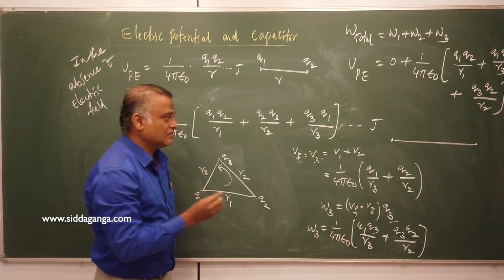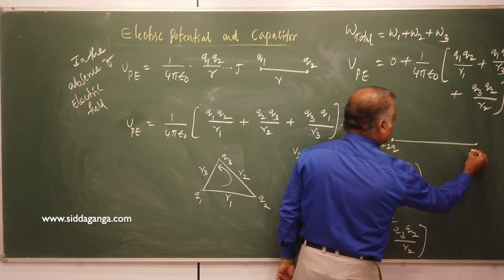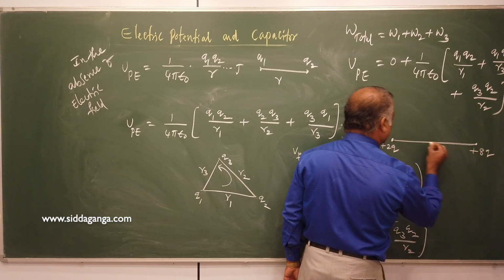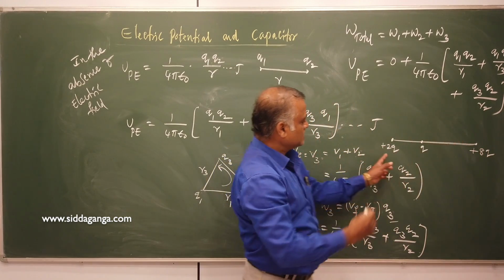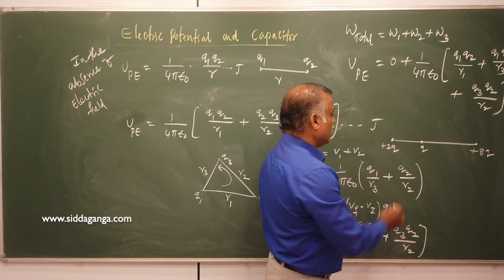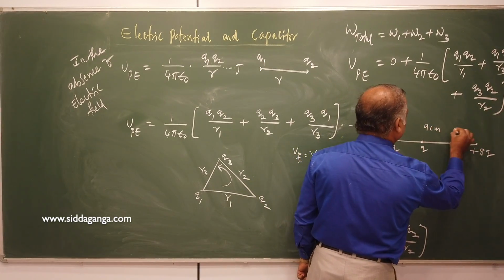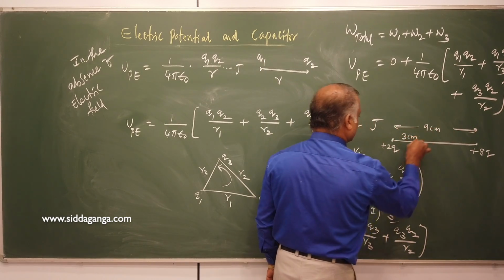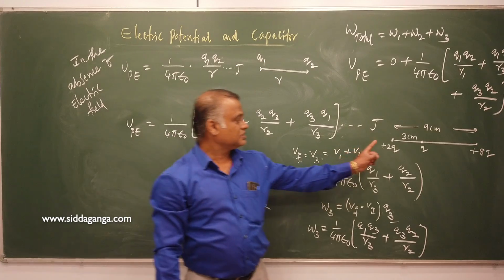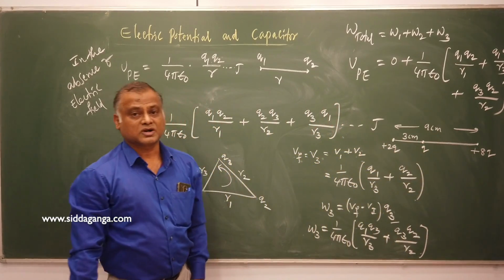So I give an example here. Let us say plus 2q, plus 8q and q. The two extreme charges are larger in magnitude, and let us say this distance is 9 centimeter and this distance is say 3 centimeter. Question is, due to the system of these 3 point charges, calculate the potential energy.